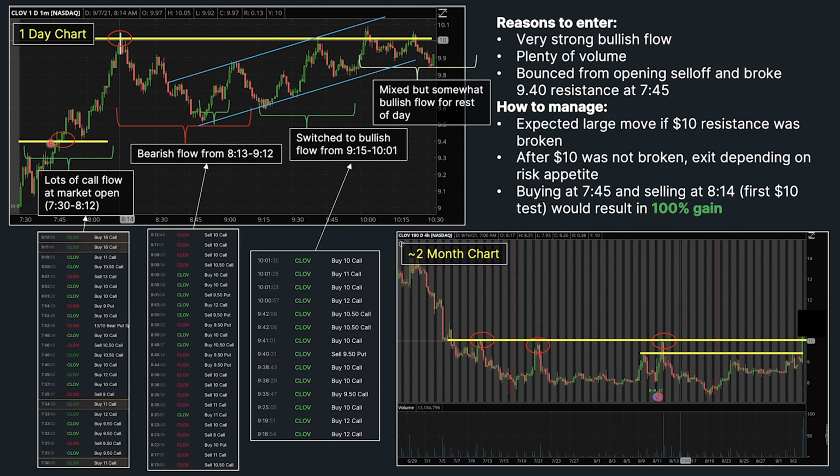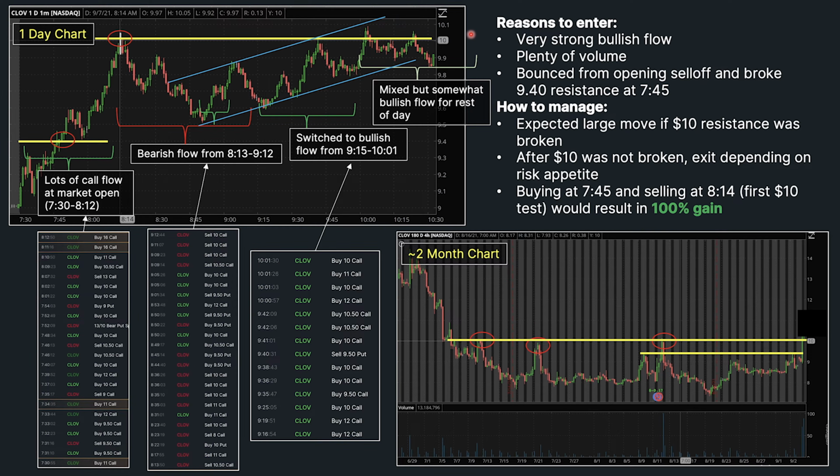There was a ton of flow coming in before that and a little bit after it. So this area right here is a really good place to enter. It then started heading for $10, which is where we would expect it to either bounce off of or continue to skyrocket through. In this case, it bounced off of it, and there was a lot of bearish flow coming in for a bit.